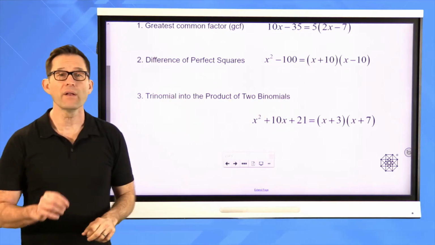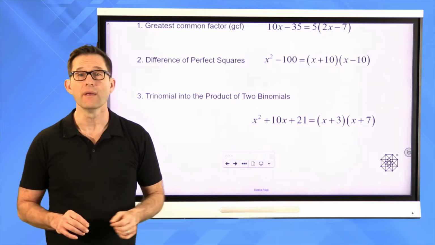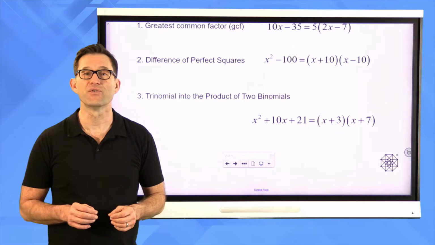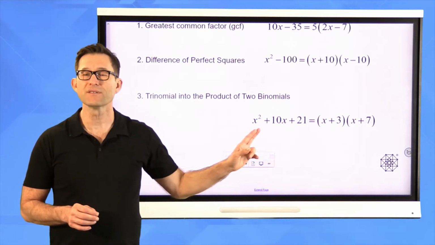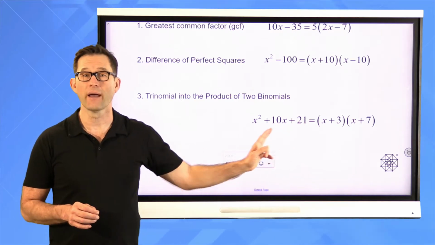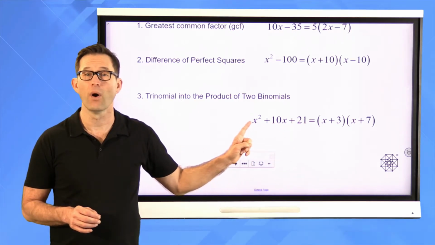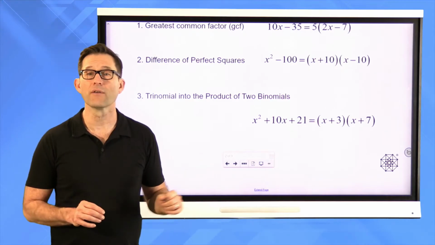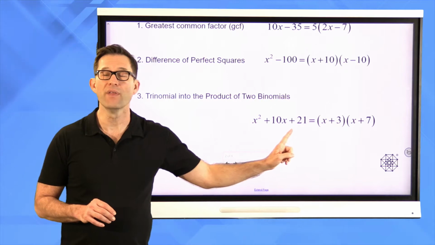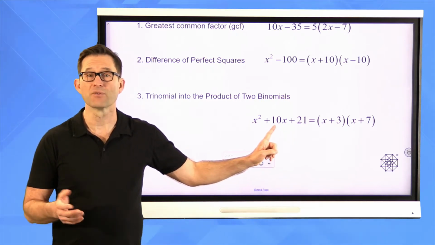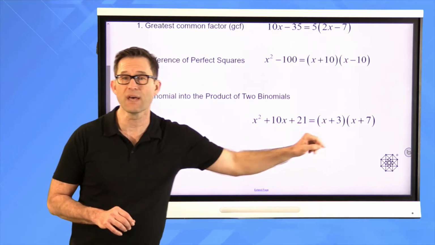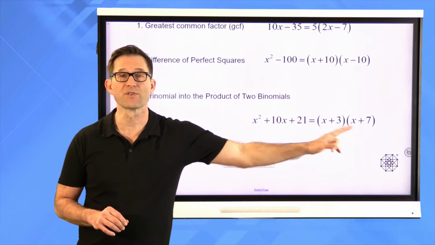The final type of factoring that we looked at most recently was trinomial factoring, turning a trinomial into the product of two binomials. So this is a situation where I have three terms, x squared plus 10x plus 21. In these types, we will always have a leading coefficient of 1. And remember, what we were always looking for were two numbers that had a sum of this and a product of this. So two numbers that have a sum of 10 and a product of 21 are positive 3 and positive 7, so this factors into x plus 3 and x plus 7.